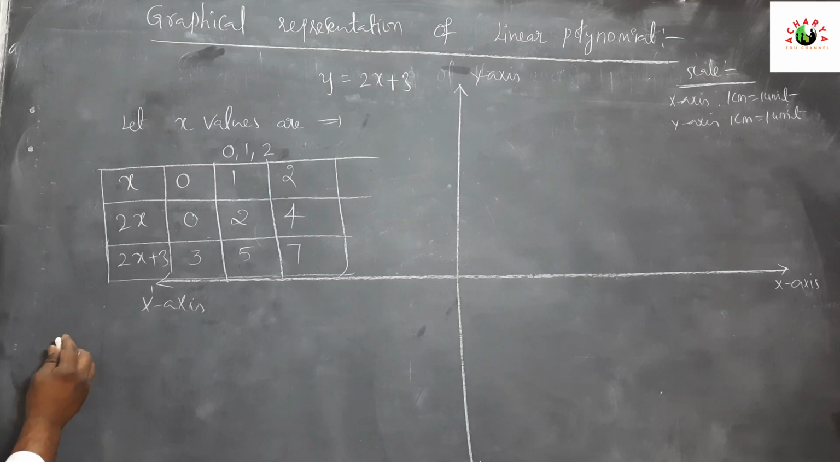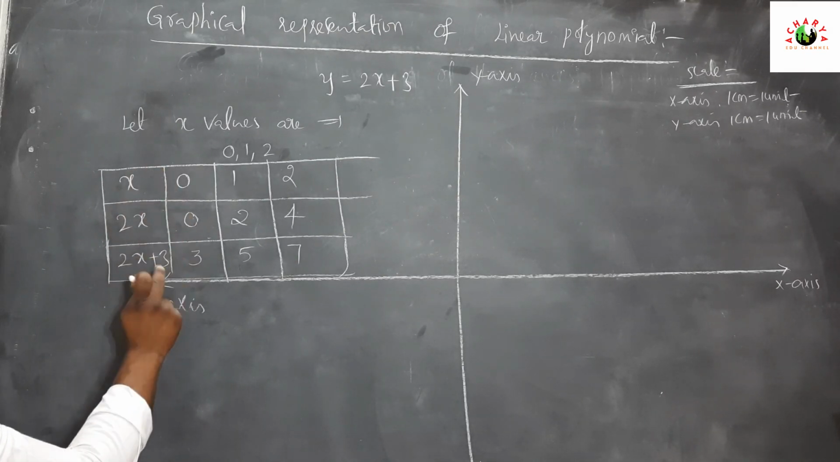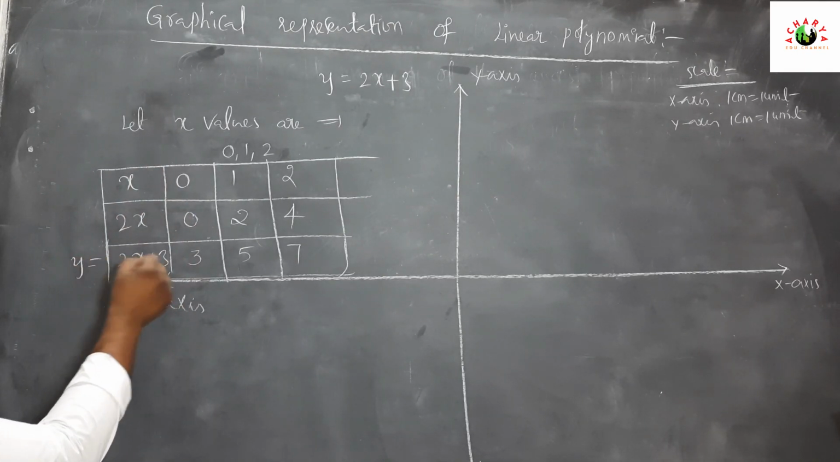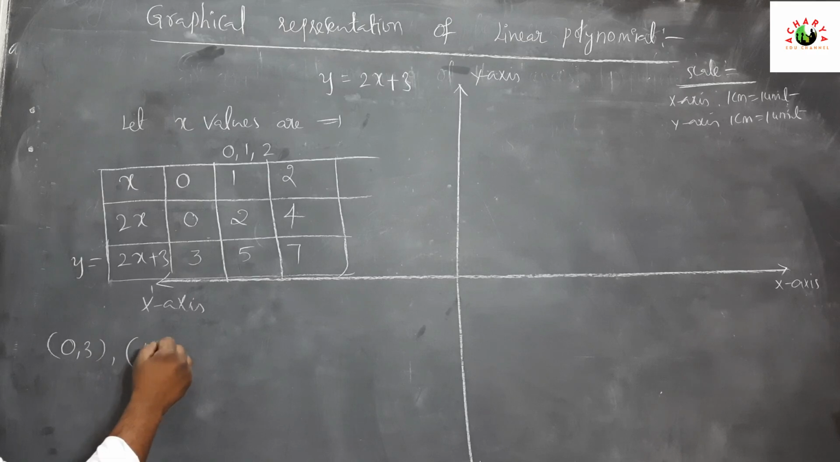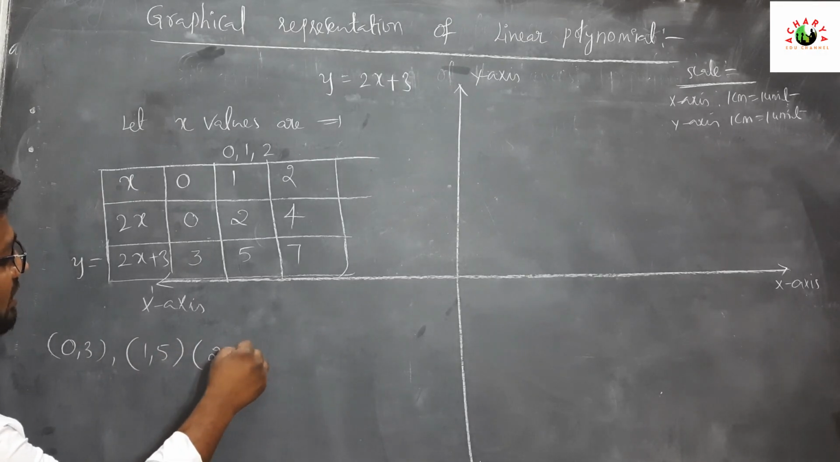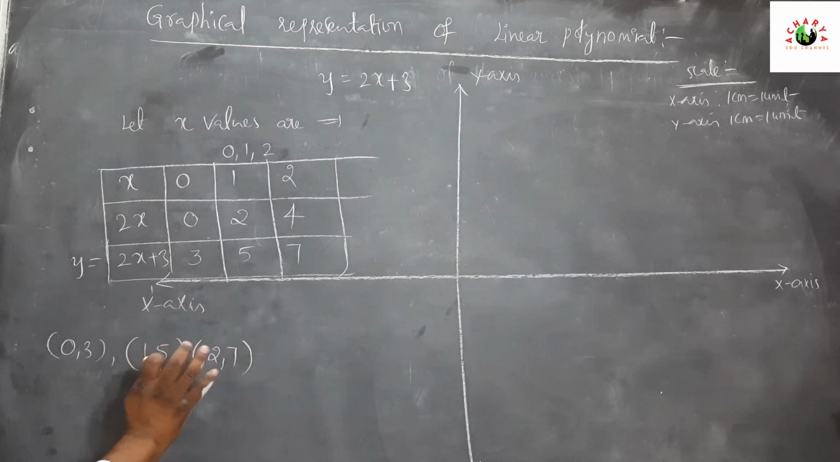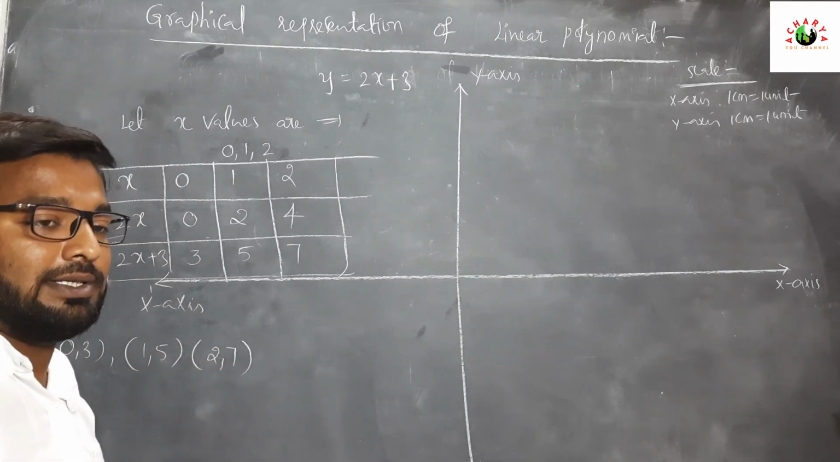Now the points are the x value and the y value, where y is equal to 2x plus 3. The first one is 0, 3. The second one is 1, 5. The third one is 2, 7. Like that we are taking some points with x as 0, 1, 2.